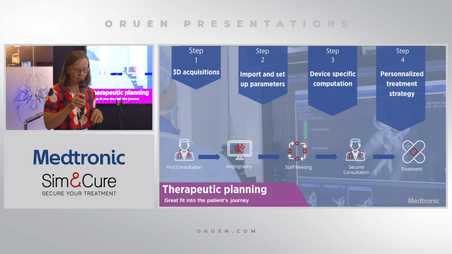What you need at first is the 3D from the DSA. That's the thing that you do if you have an aneurysm treatment coming. You do the 3D, you import the data, and then you can do device-specific computation, and then you can do the very personalized treatment planning. You can jump into the process at any moment, beginning from the first consultation if you have the 3D DSA already available, or you can do it at the staff meeting or just before the treatment.